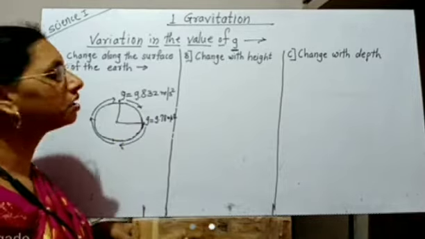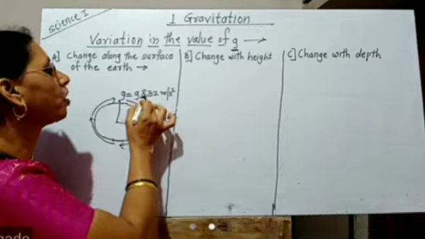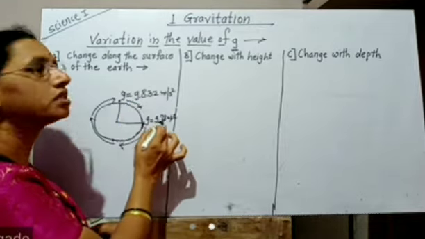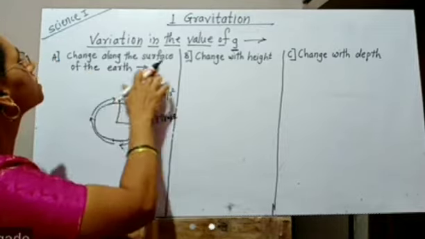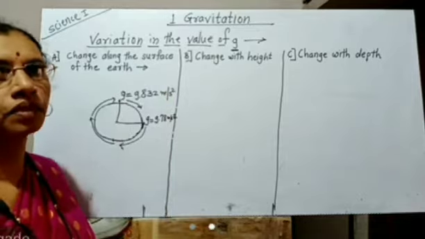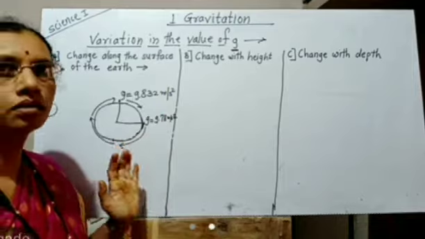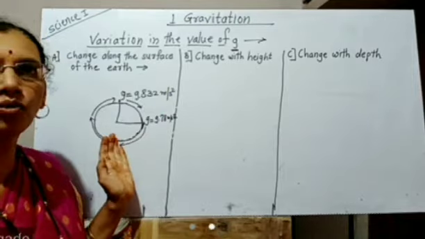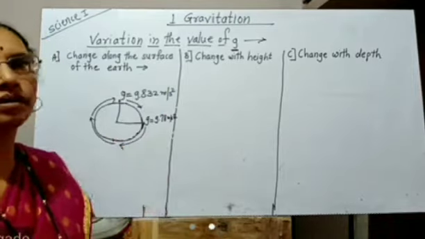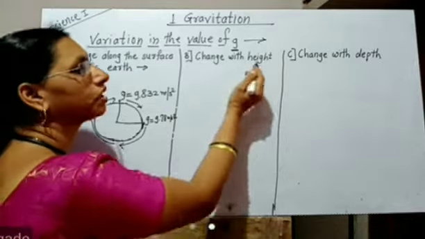Thus the value of G ranges between 9.832 to 9.78 along the surface of the earth. This is the variation in the value of G along the surface of the earth. This is the factor affecting the value of G. Now the second factor: the value of G changes with height.